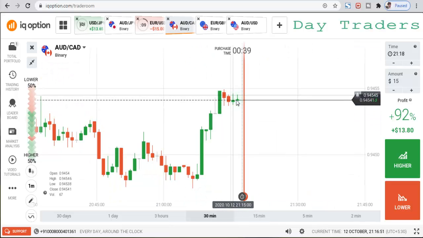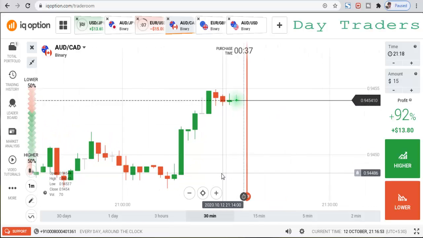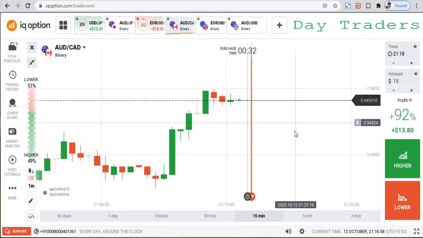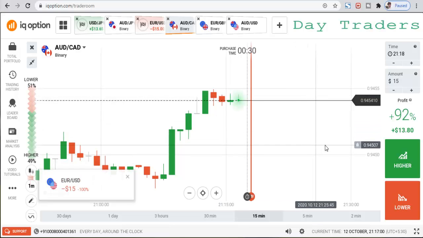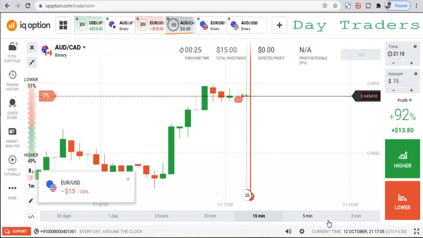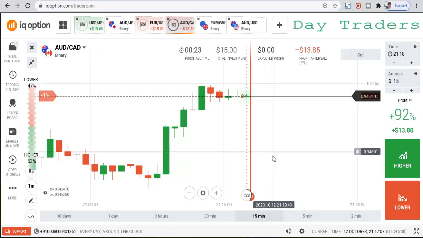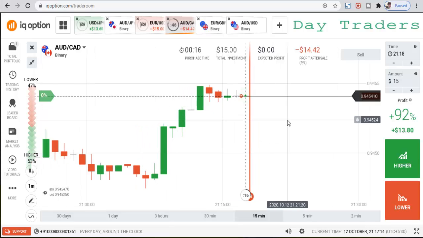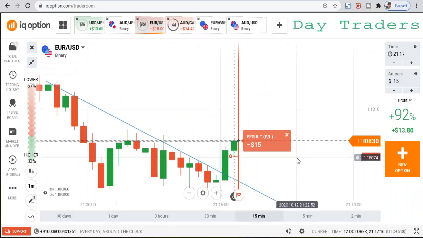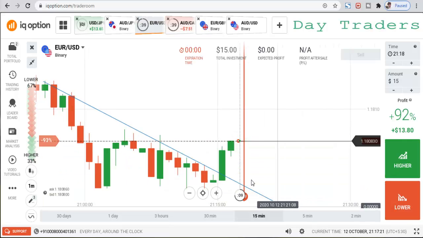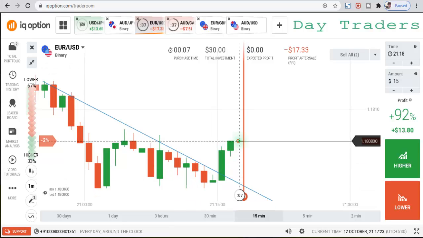Okay, let's check the next pair. And this candle makes a new high. Okay, we'll place a lower option. And there are no buyers interested in the market. And this candle again makes a bullish candle. This time it will confirmly make a bearish candle.